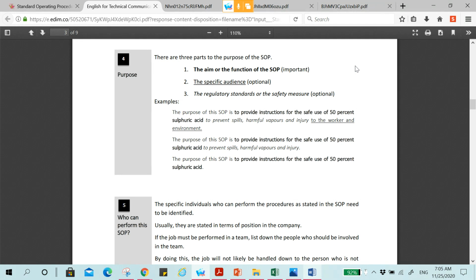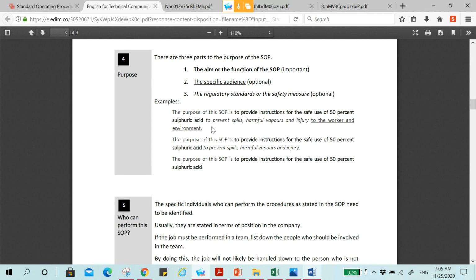The first one is the compulsory or the most important part, in which of course you need to write the aim or the function of the SOP. The second one is optional, in which you have to write the specific audience. The third one is also optional, in which you have to write the regulatory standards or the safety measure. So, there are three ways to write this purpose here.